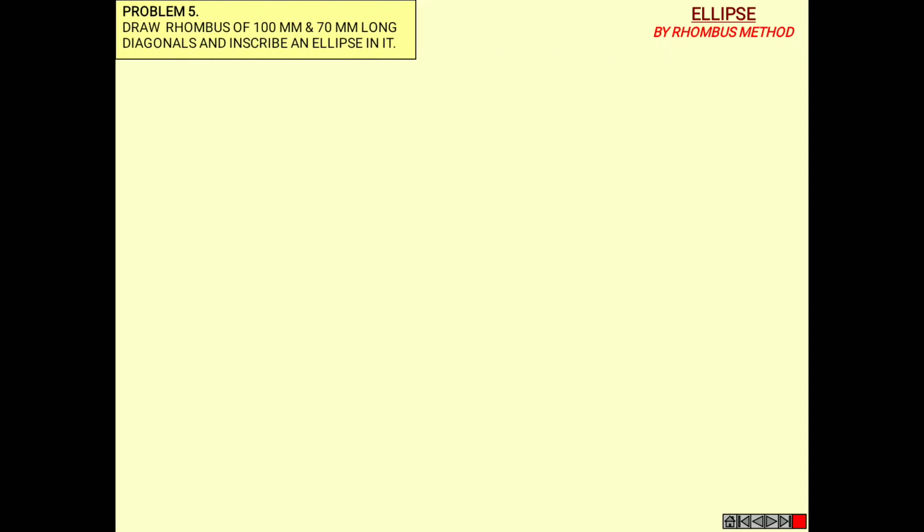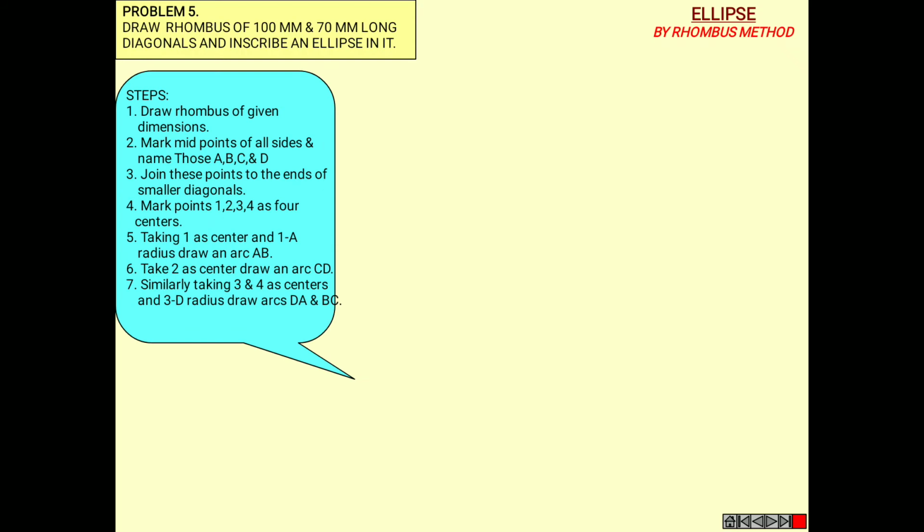See, the next method is to draw an ellipse by using the rhombus method. Make the note for that. It's problem number 5. Draw a rhombus of 100 mm and 70 mm long diagonals and inscribe an ellipse in it. So this is the rhombus method. So first we need to draw a rhombus with 100 mm and 70 mm long diagonals and inscribe an ellipse in it. We'll see some steps to draw this.